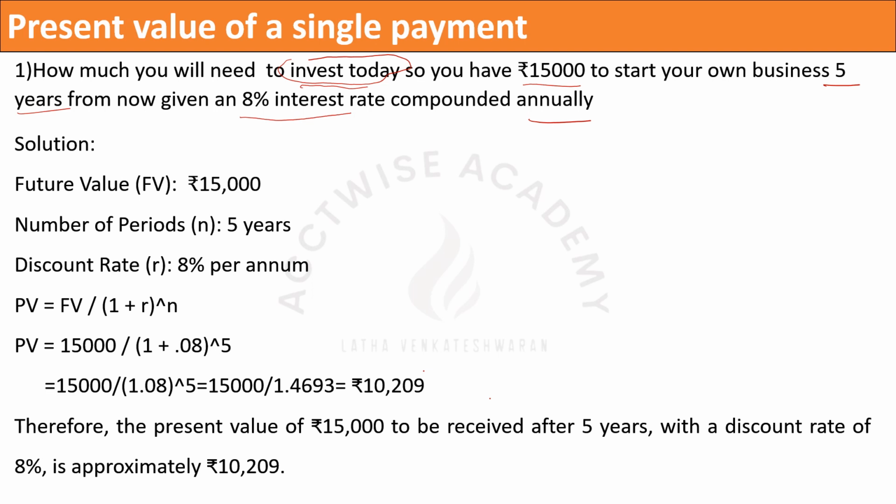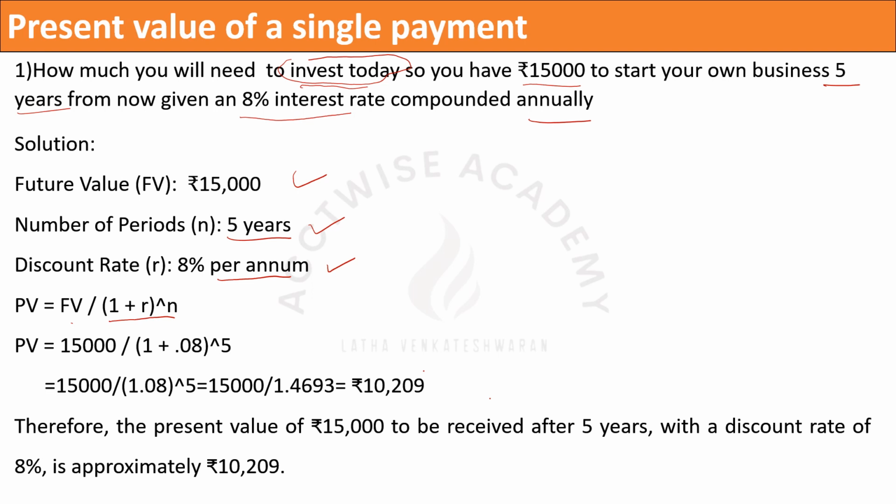Formula we know, present value is equal to future value divided by (1 plus r) the whole power n. Here 15,000 is the future value and number of periods is 5 years. Discount rate is 8% per annum. See, both these things are in years, 5 years and 8% per annum. So we can directly apply the formula.